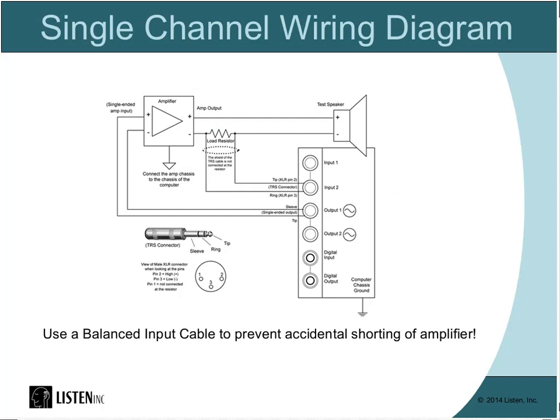So here is a typical wiring diagram with an amplifier hooked up to a loudspeaker, a load resistor in series with the negative terminal typically of the loudspeaker. You could go across the positive terminal, but you just have to be a little careful in your calculations. And then we have, typically, we recommend a balanced input. And the reason for that is twofold. It will prevent accidental shorting of the amplifier, and it will also prevent potentially blowing up this analog interface or the sound card.